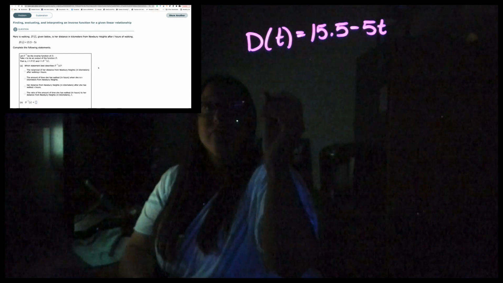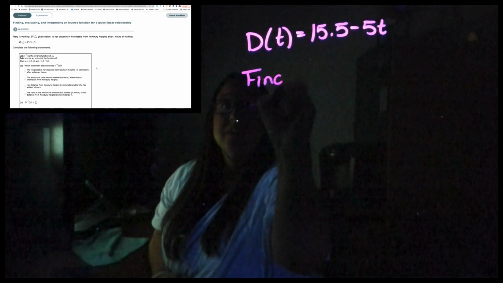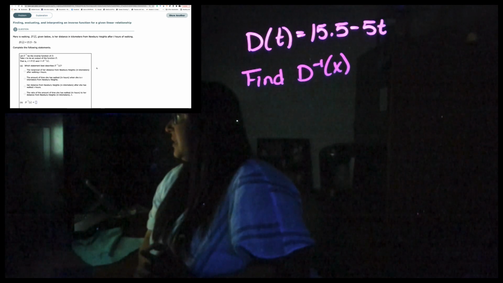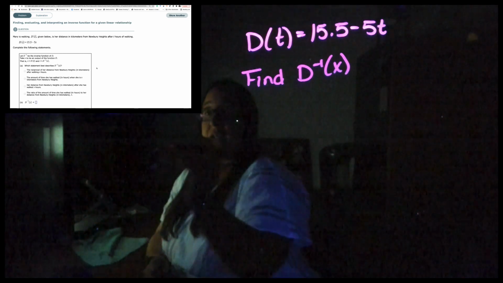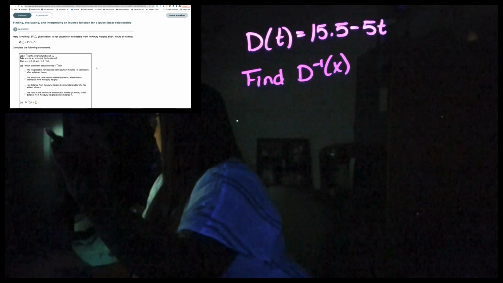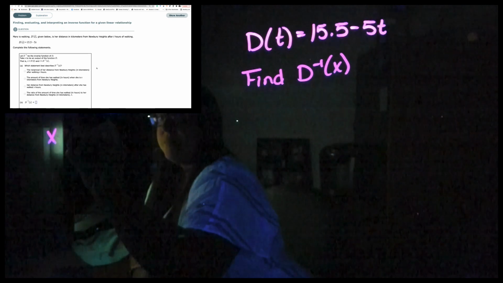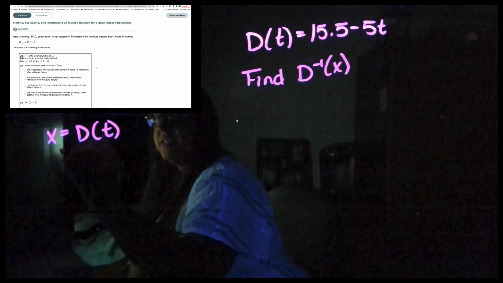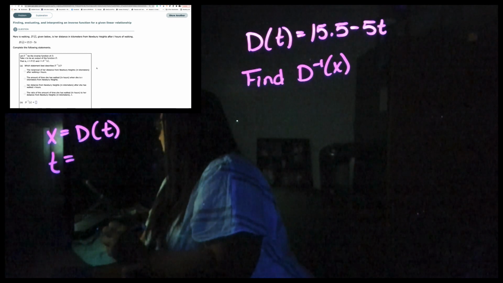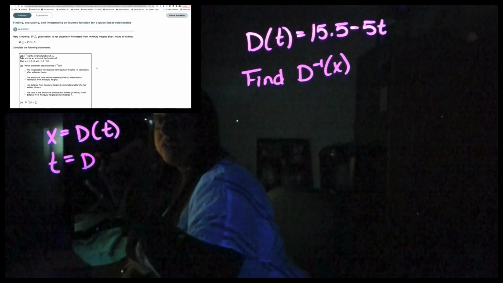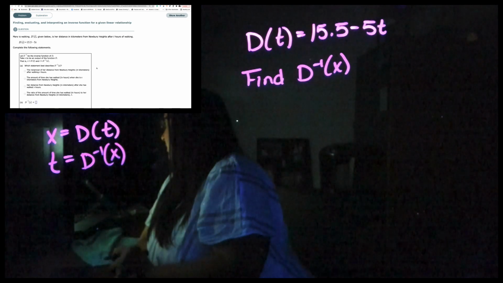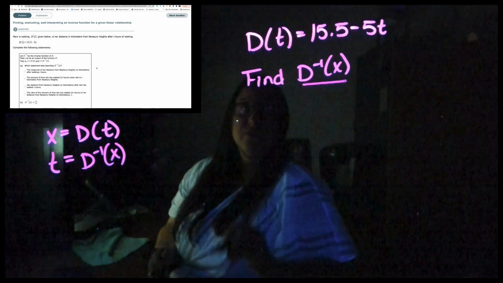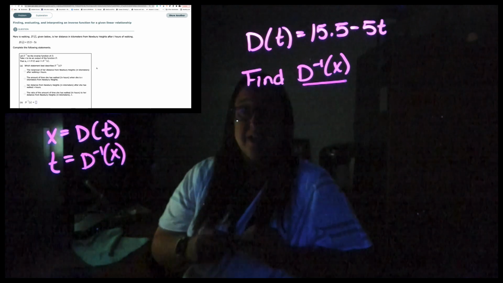So here's what I want to first find. I want us to find the inverse of D of X. Now it gave me some information here. I'm going to write this out of my way. I hope you guys can see this. I have X is equal to D of T. And then I also have that T is equal to the inverse function of X. Okay, so I see down here that it's asking me to find that inverse function. So let's first find that.